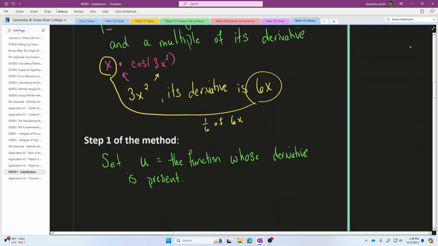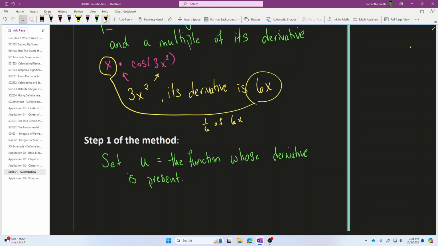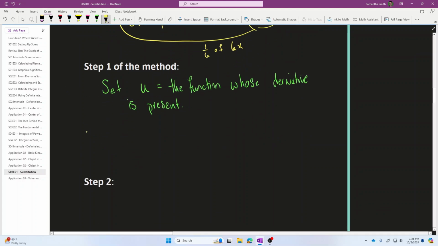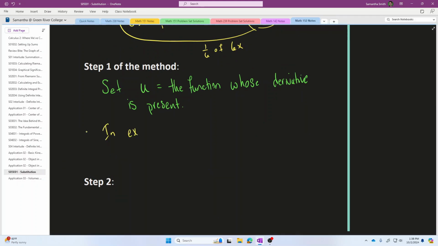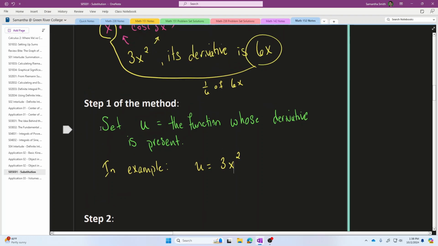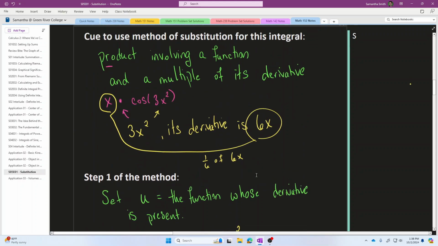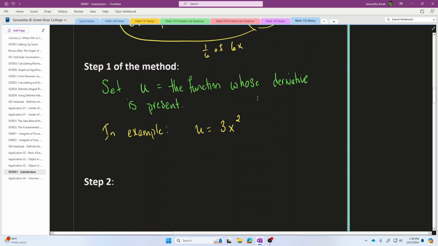So what does this mean in the context of our running example here? I would set u equal to the 3x squared showing up in this formula. I would set u equal to 3x squared because the derivative of 3x squared, 6x, a copy of that, a constant multiple, was also present in this product. So in this example, u is equal to 3x squared.